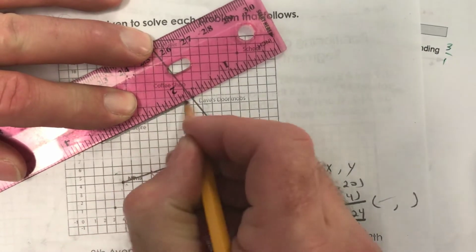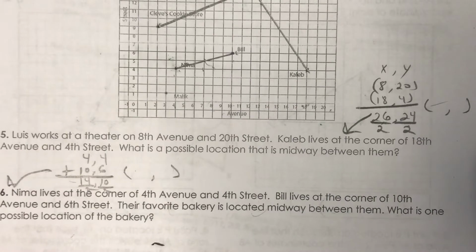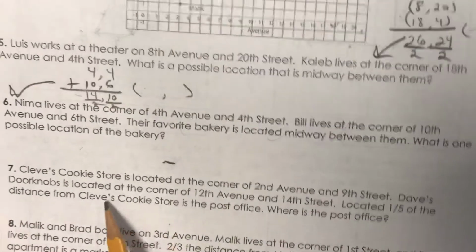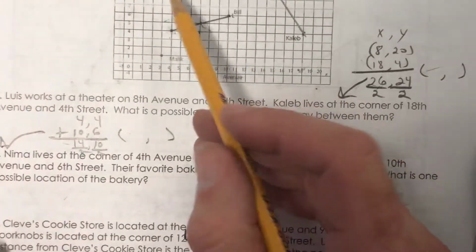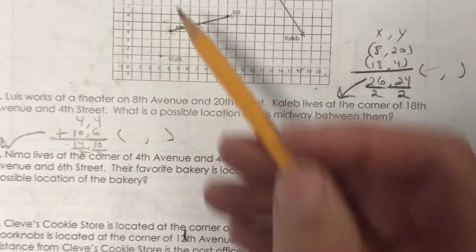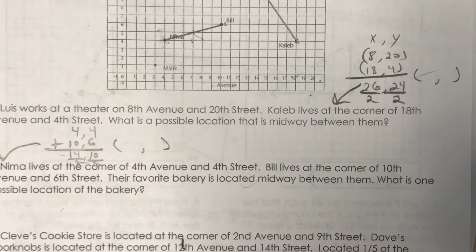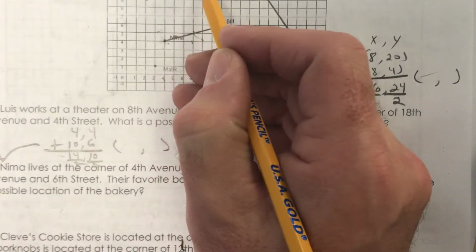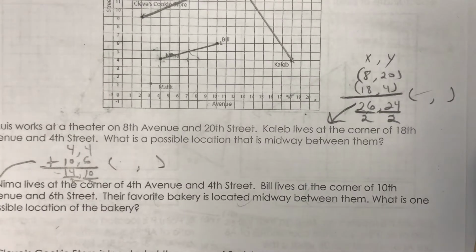Okay, I believe this one says we're going to go located 1/5 from Cleve's Cookie Store. Located 1/5 of the distance from Cleve's Cookie Store is the post office. So 1/5 of the distance from here. So we're going to partition this. Let me see, 1, 2, 3, 4, 5. Okay, 1/5. Okay, so 1/5 of the distance.